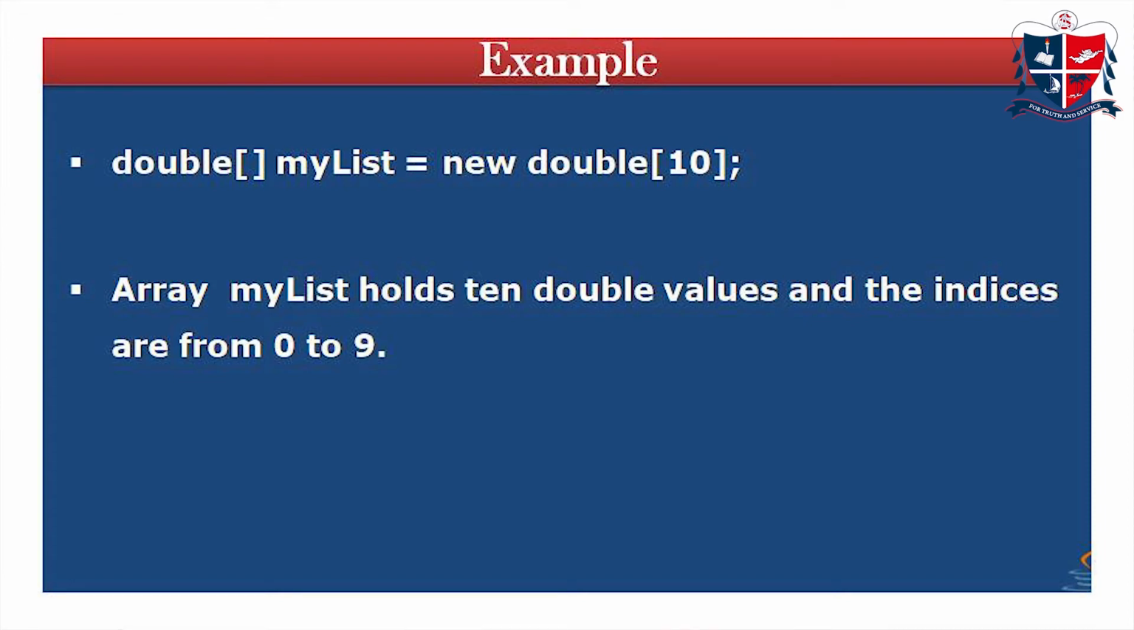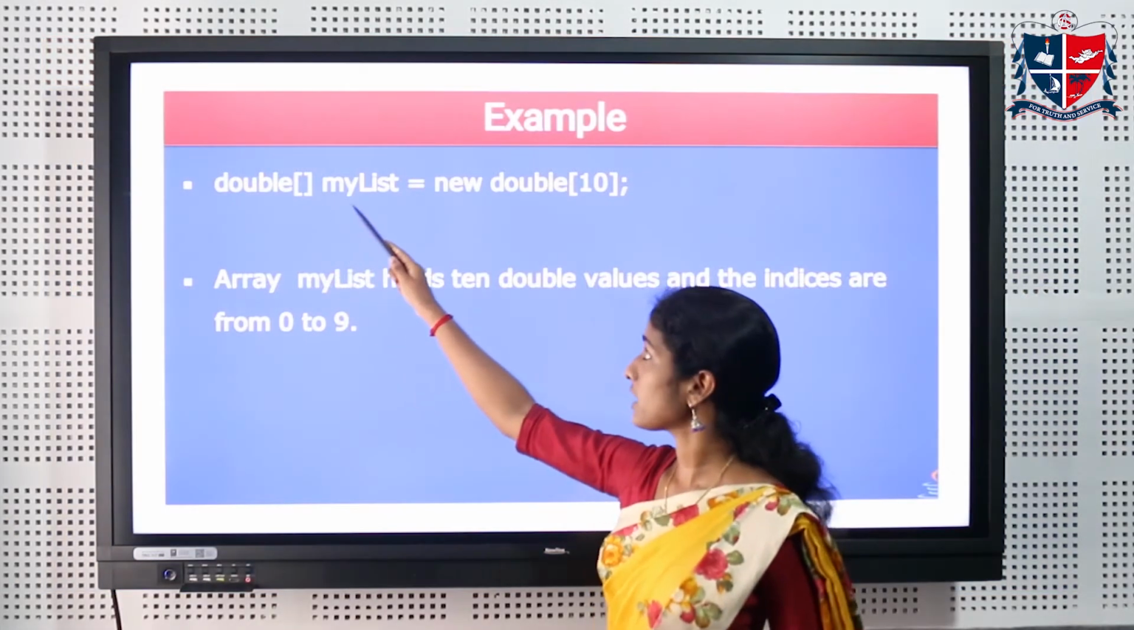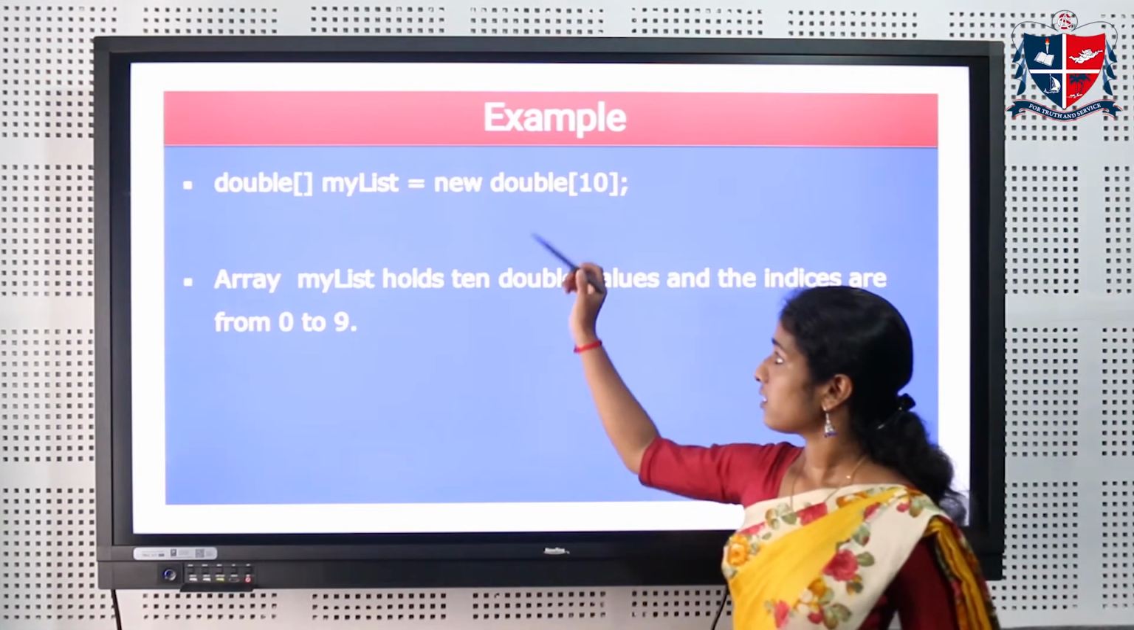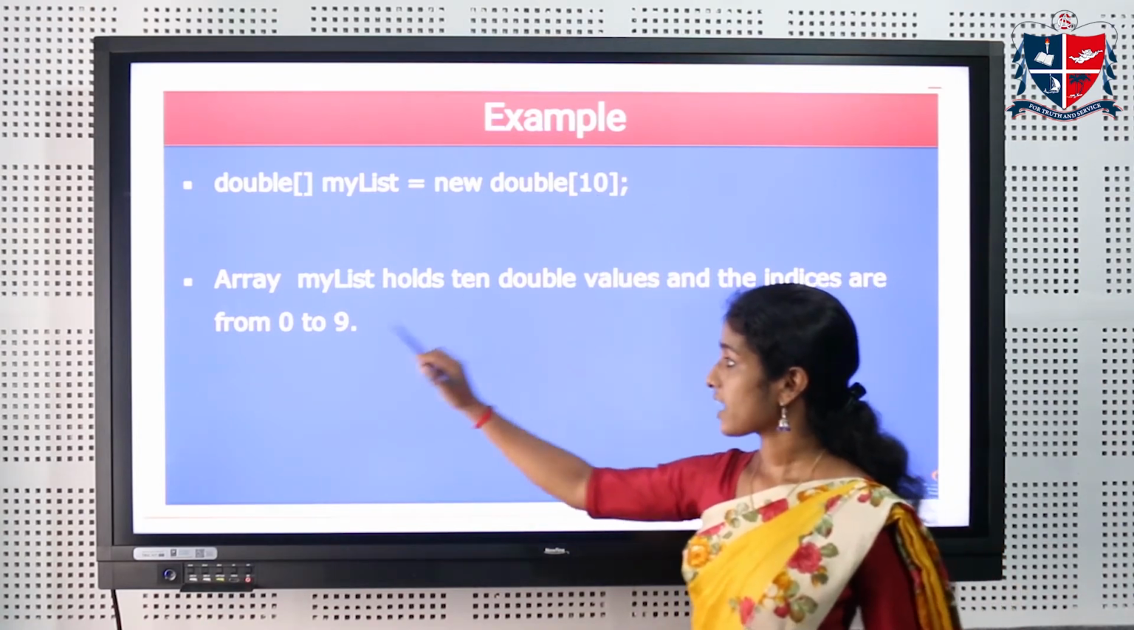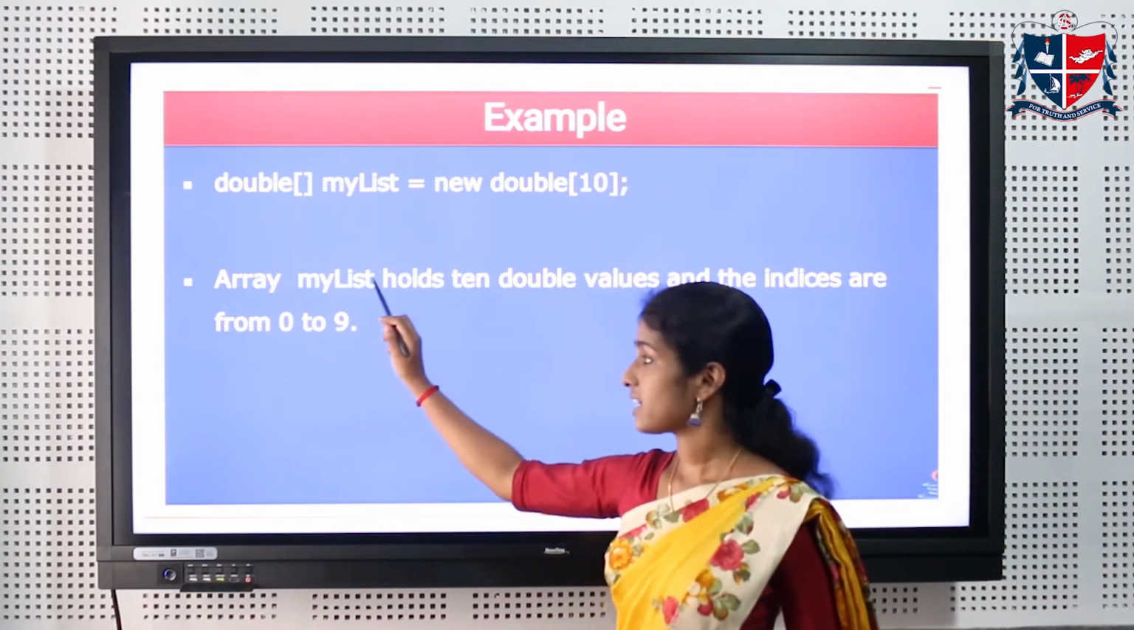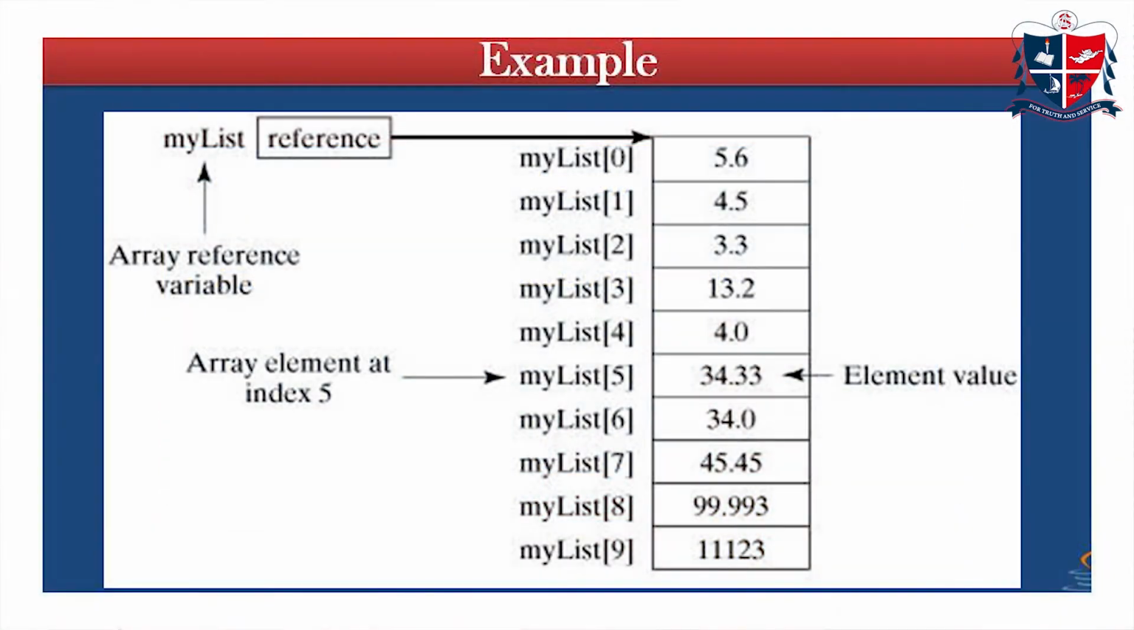Here I have declared an array mylist of type double, and its size is specified as 10. So the array's index starts from 0 and ends at 9. This is how values get stored in an array.